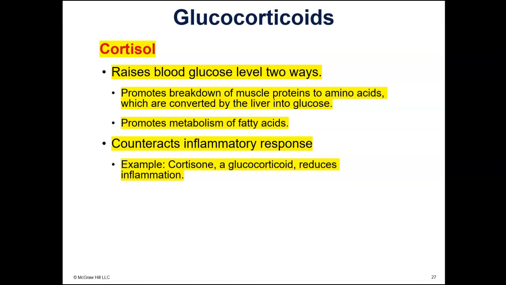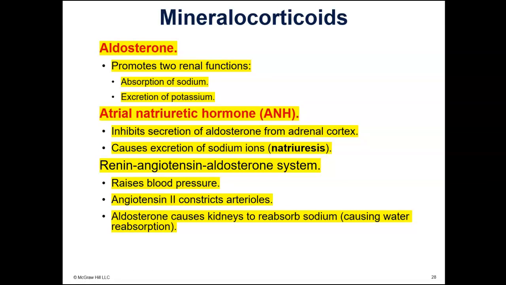Cortisol is the stress hormone, and what it does is raise blood glucose levels, and it will counteract the inflammatory response. Aldosterone is also produced by the adrenal cortex. It is a mineralocorticoid, and it promotes the absorption of sodium, which will cause us to retain water. And it will help to raise our blood volume and our blood pressure.